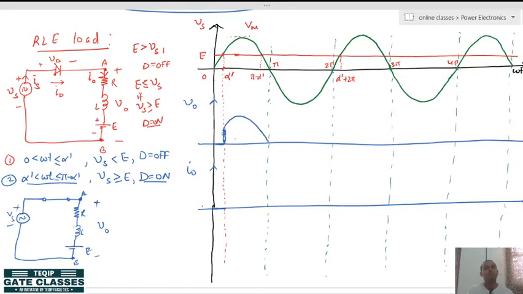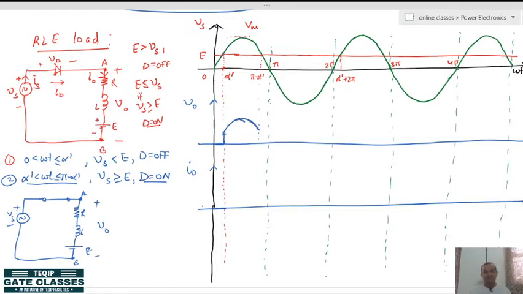Like this. Alright, sorry, I am analyzing up to pi minus alpha dash. So this is pi minus alpha dash, so till this point we will draw, and we will see what is happening after pi minus alpha dash.